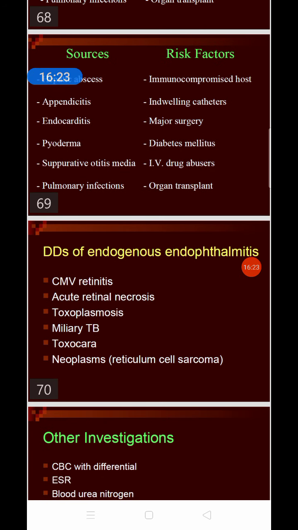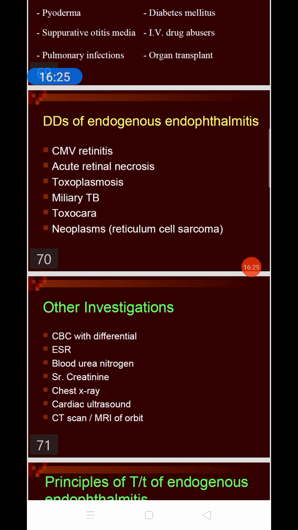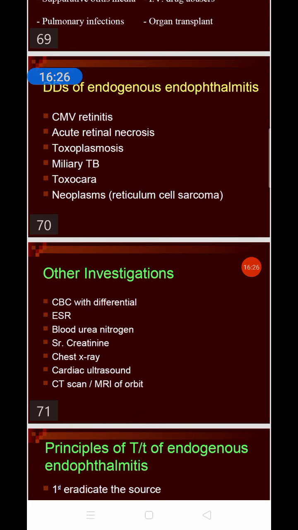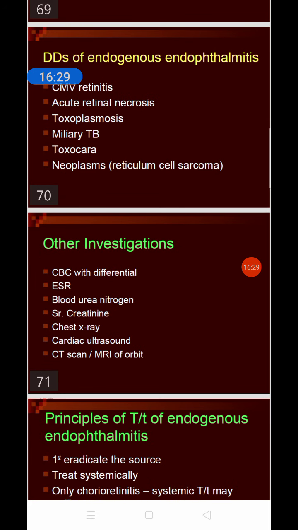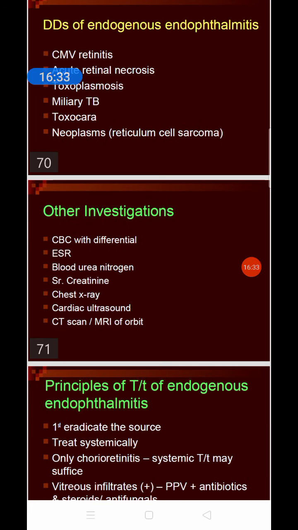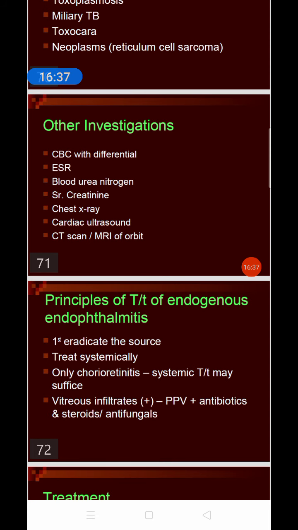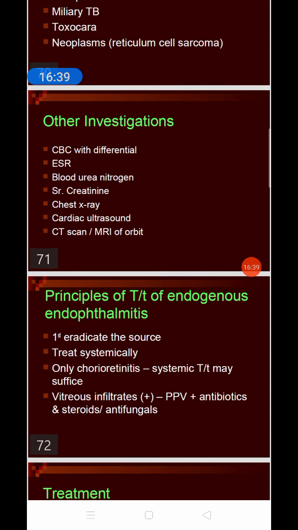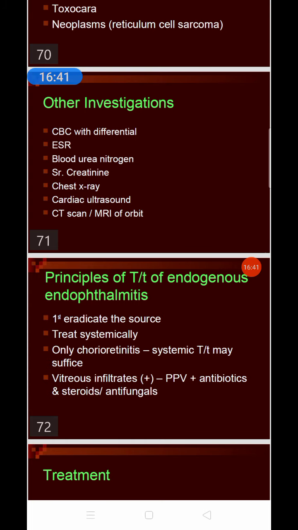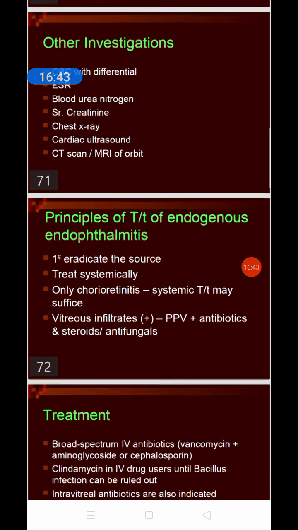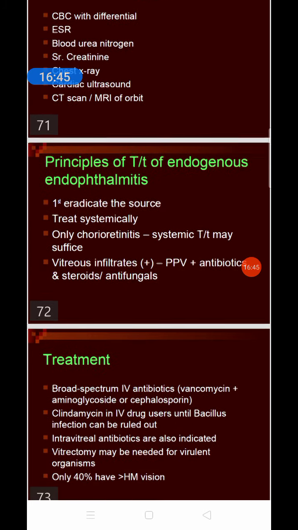So, differential diagnosis of endogenous endophthalmitis: retinitis, acute retinal necrosis, toxoplasmosis, miliary tuberculosis, toxocara, neoplasm. Other investigations: CBC with differential cell count, ESR, blood urea nitrogen, serum creatinine, chest X-ray, cardiac ultrasound, CT scan and MRI.